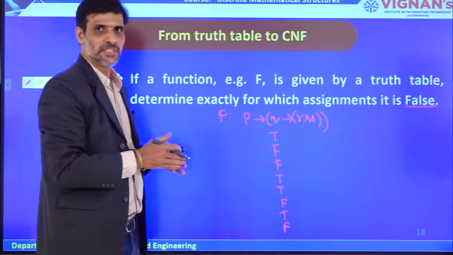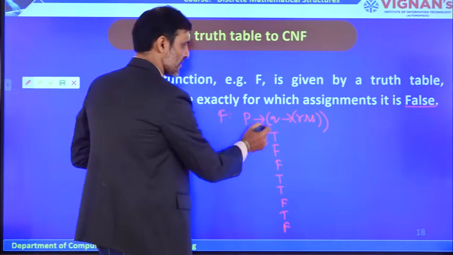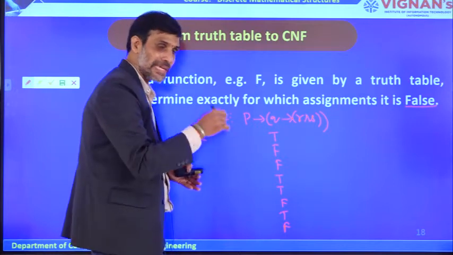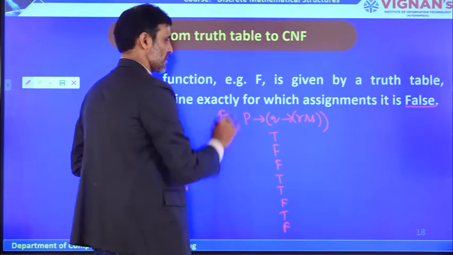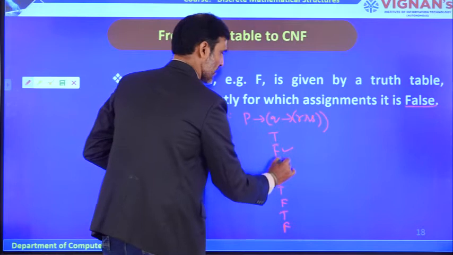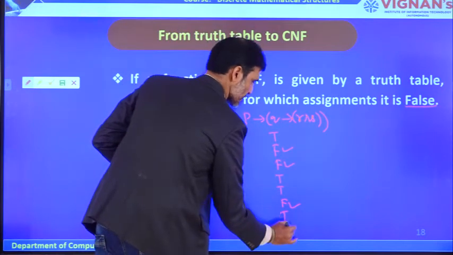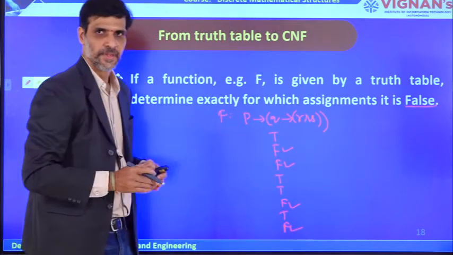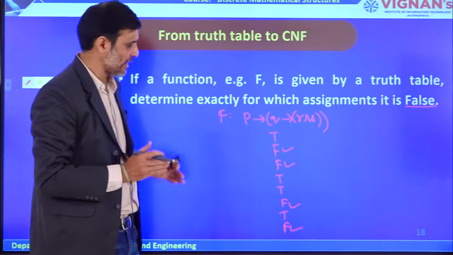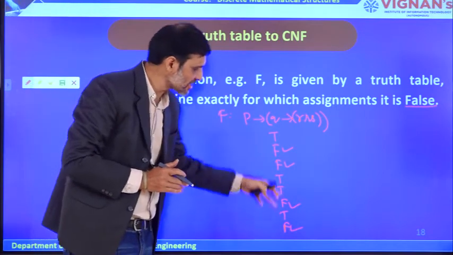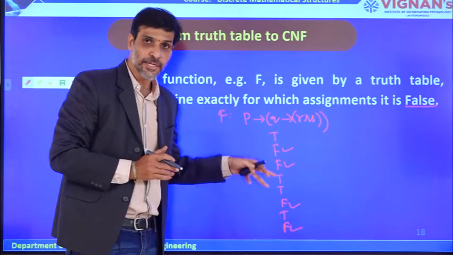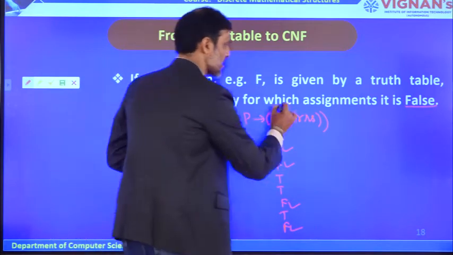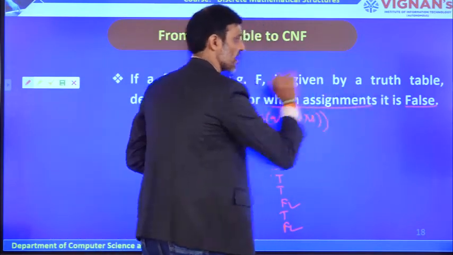In the previous case of DNF, we identified the truth values. But now in the case of CNF, you identify false values. That is the difference. Not only identifying the false values in the last column, you need to check for which assignments it is false.